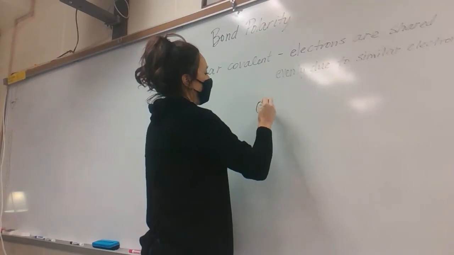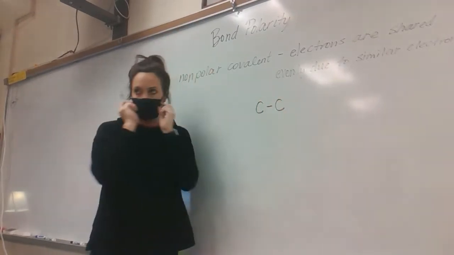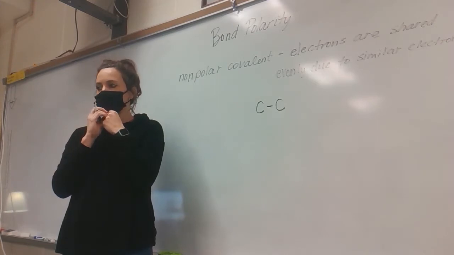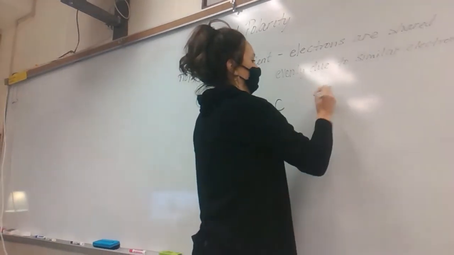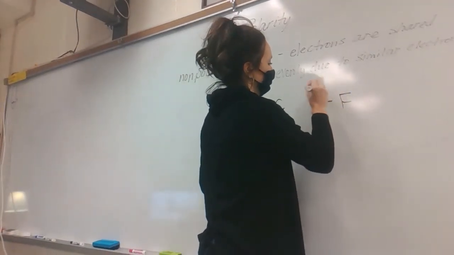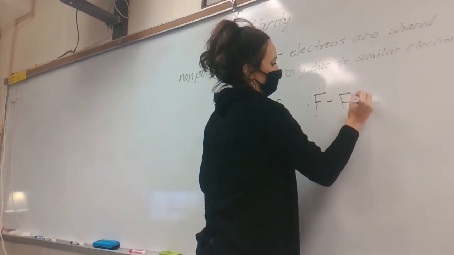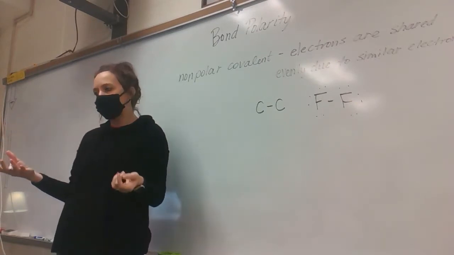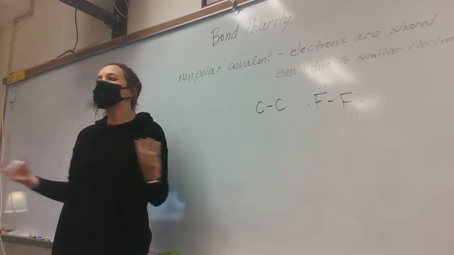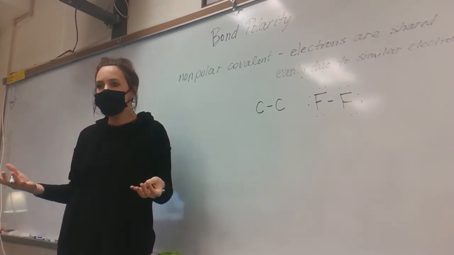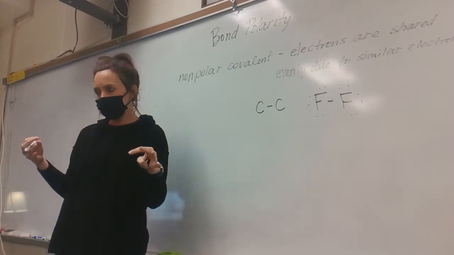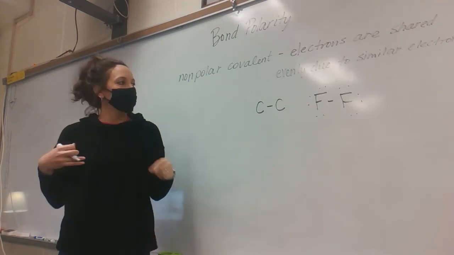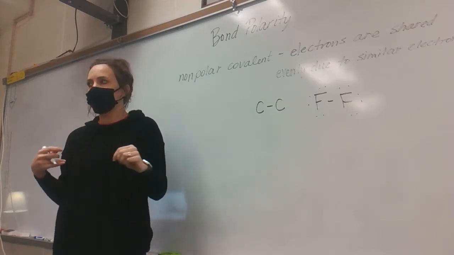An example would be a carbon-carbon bond. Or diatomic fluorine. Those atoms have equal electronegativities, so neither one of them is better at attracting those electrons, and they're shared evenly. Got it?